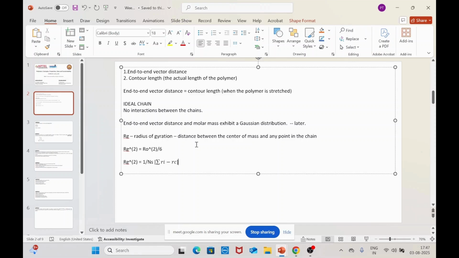So in case of the polymer chains, what we describe is that when you apply shear on these macromolecules, they tend to get stretched.